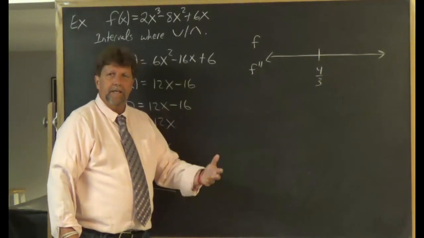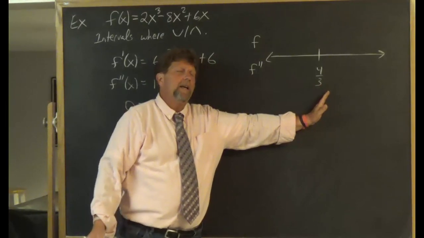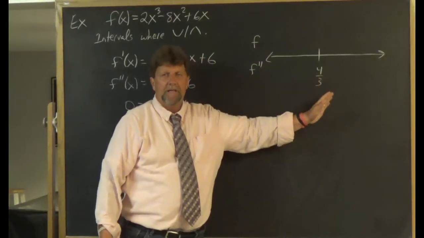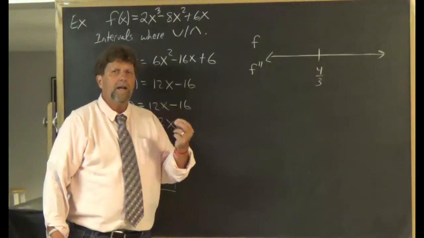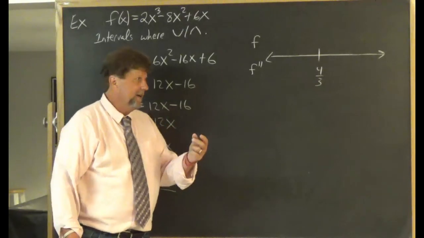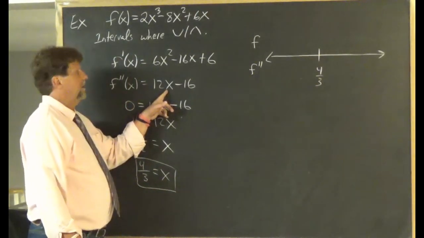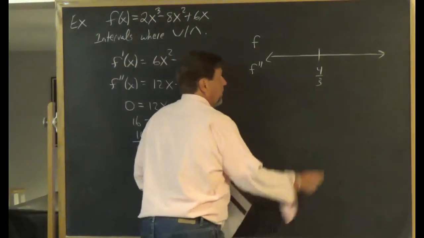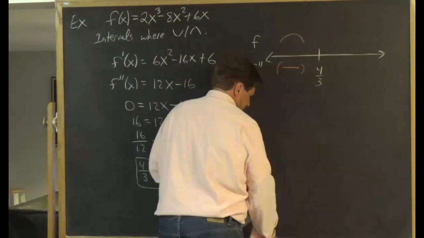So, just like you did before, for the interval negative infinity to 4/3, pick a number that you know is definitely in that interval. I would pick 0. Toss it into the second derivative to see what comes out, positive or negative. When I put 0 into the second derivative, a negative number comes out. So negative tells me the function is concave down.